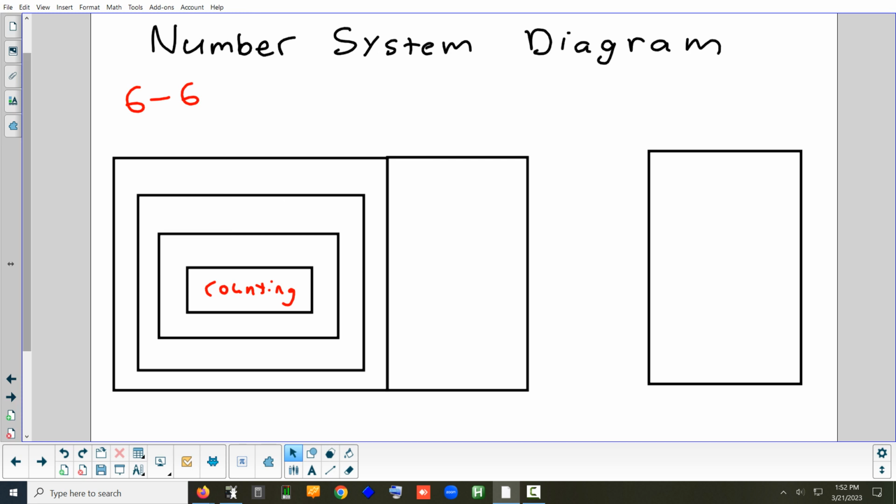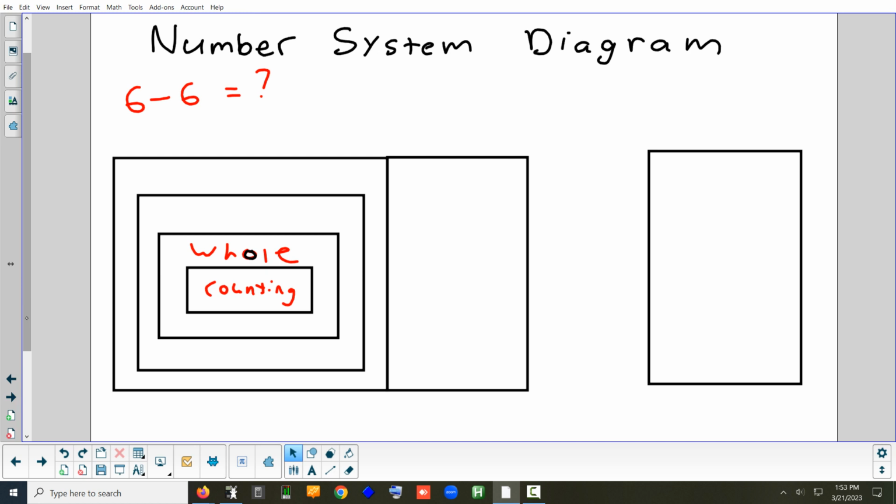If all you understood was counting numbers, you'd have to tell me that 6 minus 6 is undefined, because you don't know how to say it. But we know how to say it, and that's the next number set. Those are called whole numbers. And with whole numbers, the only difference is now you have a 0. Counting numbers, 0 doesn't exist. Whole numbers, it does. So that is not a problem anymore.